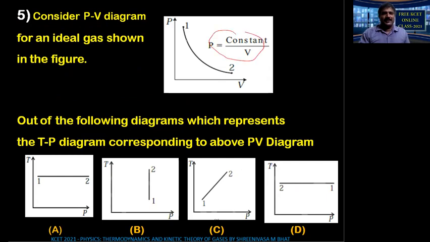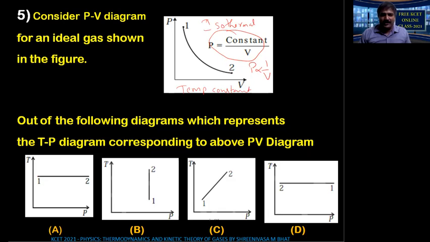Even seeing the curve we can understand it is an isothermal process. P is inversely proportional to volume, which is what is shown in the graph here. So this is an isothermal process. If it is an isothermal process, temperature is constant. Which graph has constant temperature?